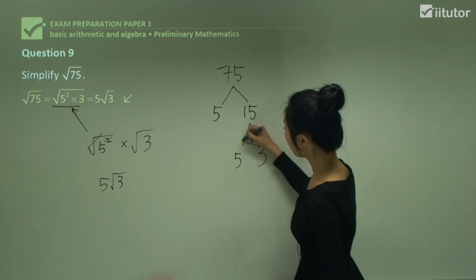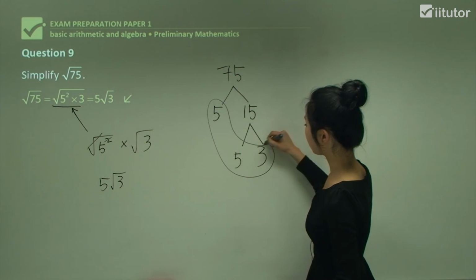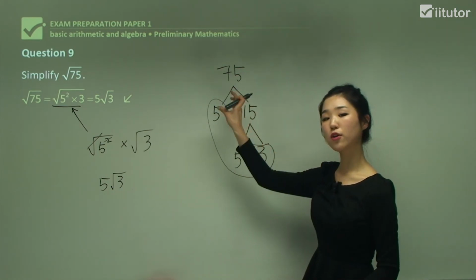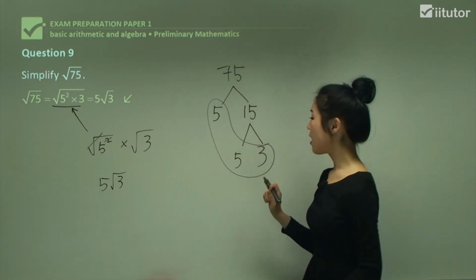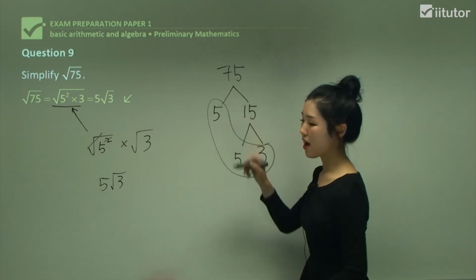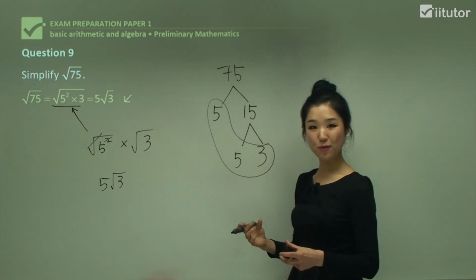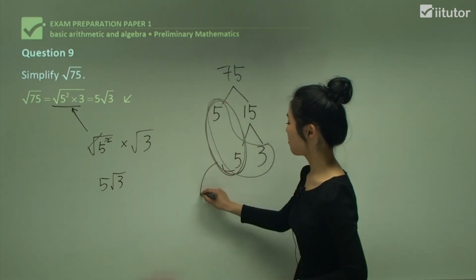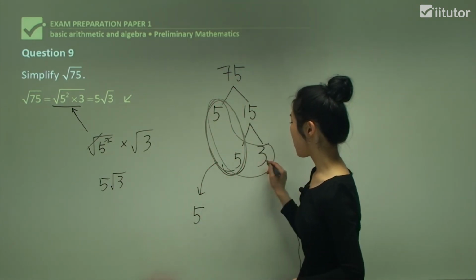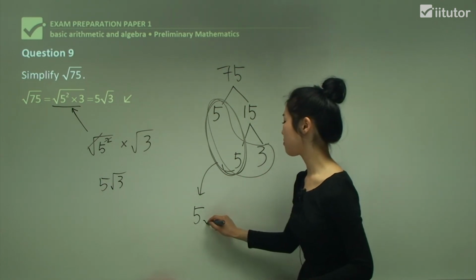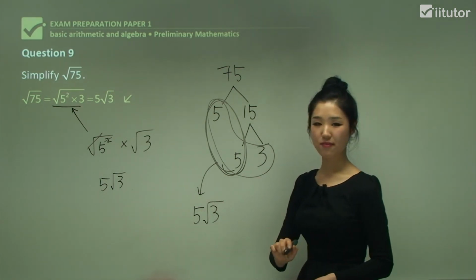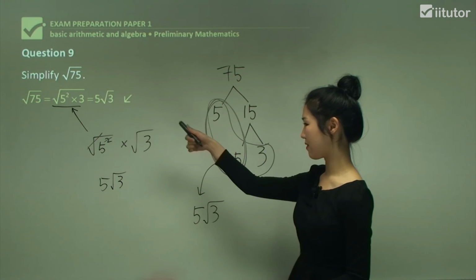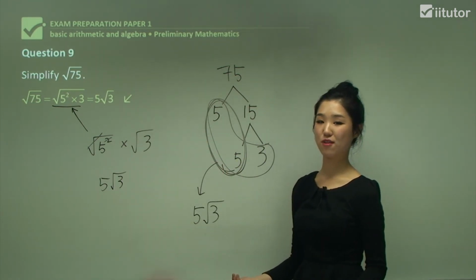So now have a look at all your numbers on your left-hand side. Don't worry about 15. We're only going to look at the numbers on your left. And then you can see that 5 and 5 are a couple. So look for couples. 5 and 5 are a couple, so circle them. So you put the 5 outside, and the odd one, which is a 3, goes back inside. And that's how I do it, okay? And then that gets the answer straight away as well, 5√3.